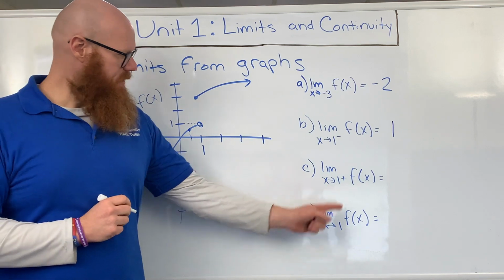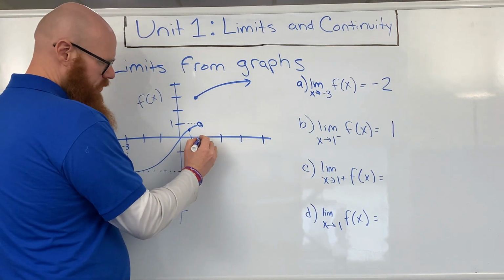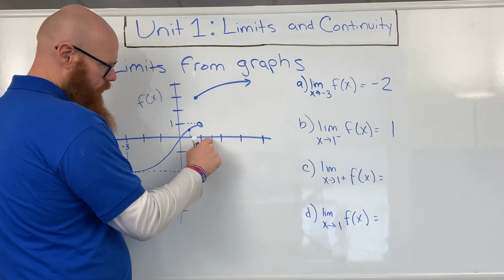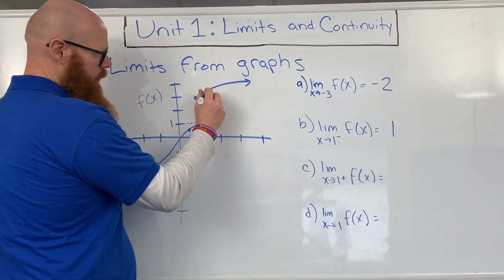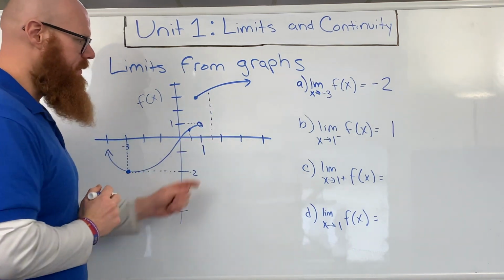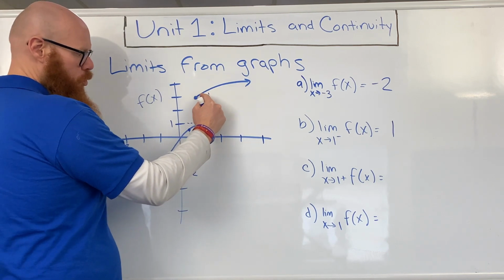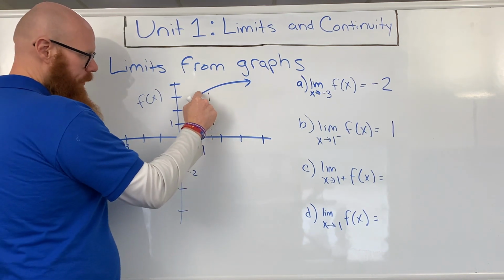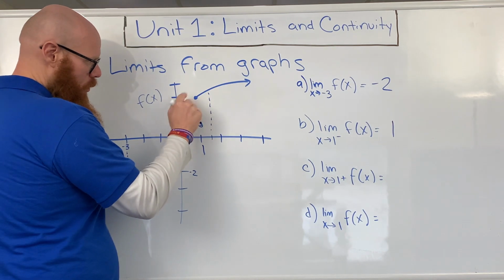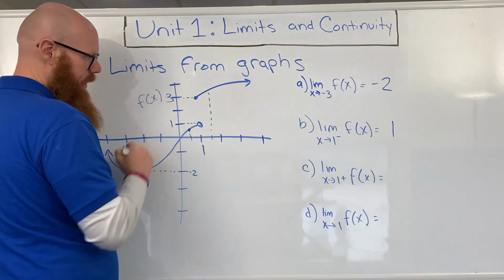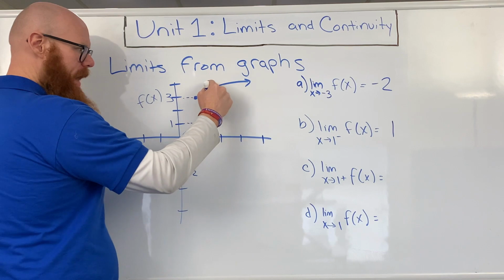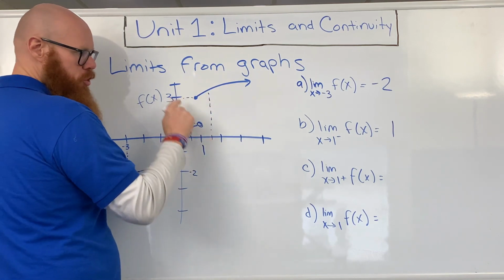Now it says the limit as x approaches 1 from the right. So what I would do is pick a point that's a little bit to the right of 1, go up to the curve, and that puts you here. But it's coming from the right, which means it's actually moving left towards 1. So it's moving towards this point, which is at 3. So the limit from the right along this piece is getting closer to 3.